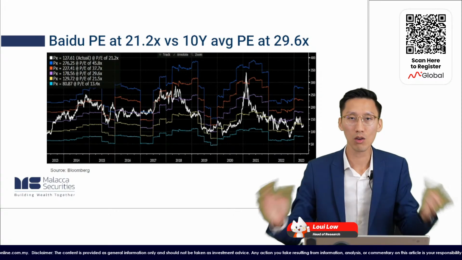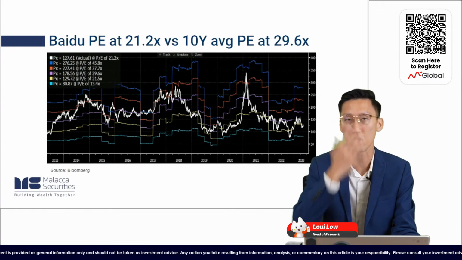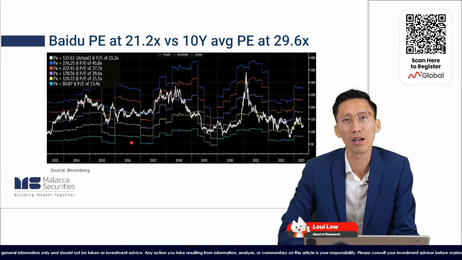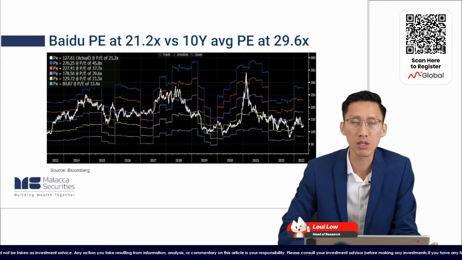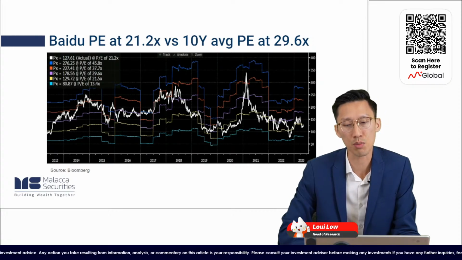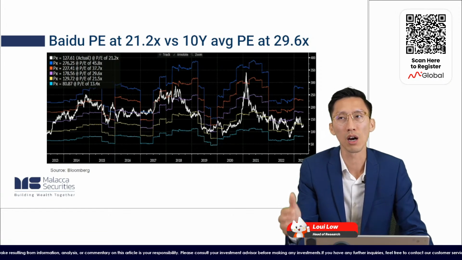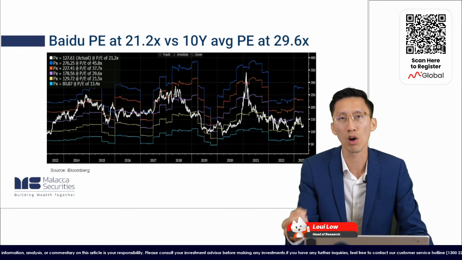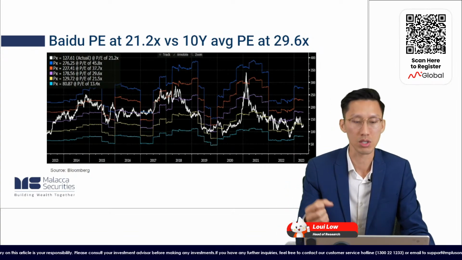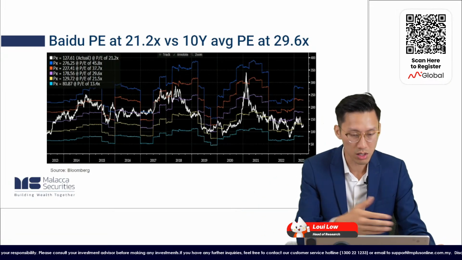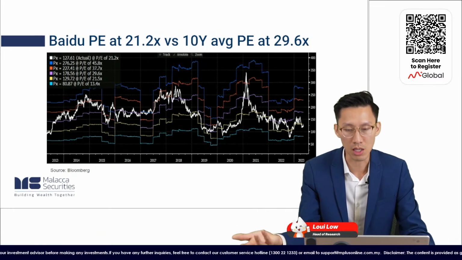Okay, so how do we view whether it is cheap or expensive? One of the ways that I always use is to compare the current PE versus the long-term 10-year average PE of the company itself, because we want to know whether it is cheap or expensive based on what people are trading Baidu at. So throughout the years, you can see since 10 years ago, all the PE added together, we get a mean of about 29.6.